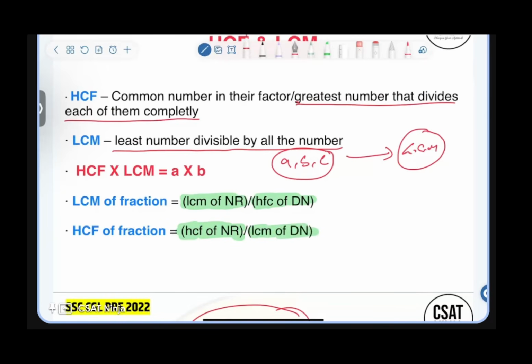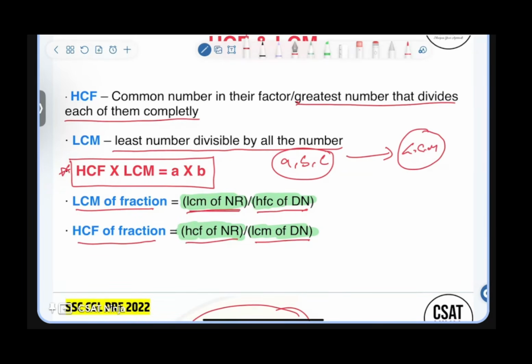But if you ask me, what about NPSC? NPSC, they can ask from this concept here. But NSSB, in this one. LCM of a fraction is nothing but LCM of the numerator divided by HCF of the denominator. HCF of a fraction is nothing but HCF of the numerator divided by LCM of the denominator. So if you are asked to find LCM, then LCM should be in the numerator and HCF should be in the denominator. If you are asked to find HCF, then HCF should be in the numerator and LCM in the denominator.